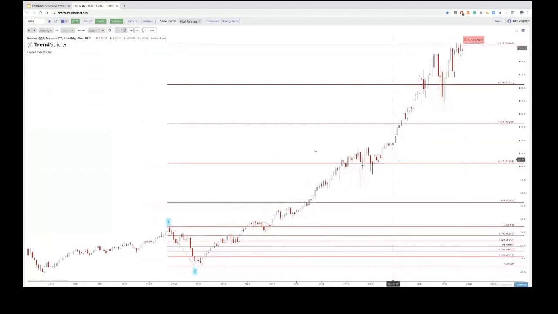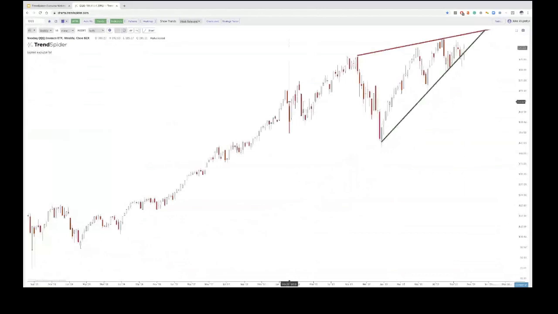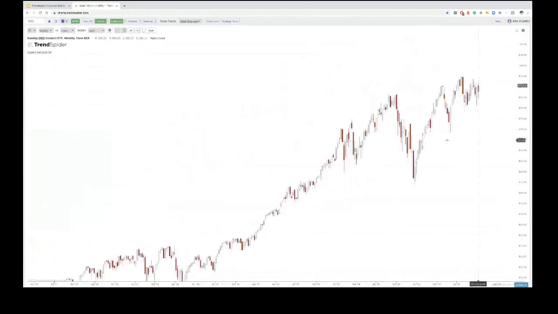0.786 is closer to the bottom. You can do both. You can apply it both ways. A lot of it is just personal preference. Some people will only chart the extensions. Some people will only chart the retracements. You have a lot of latitude as far as that's concerned.